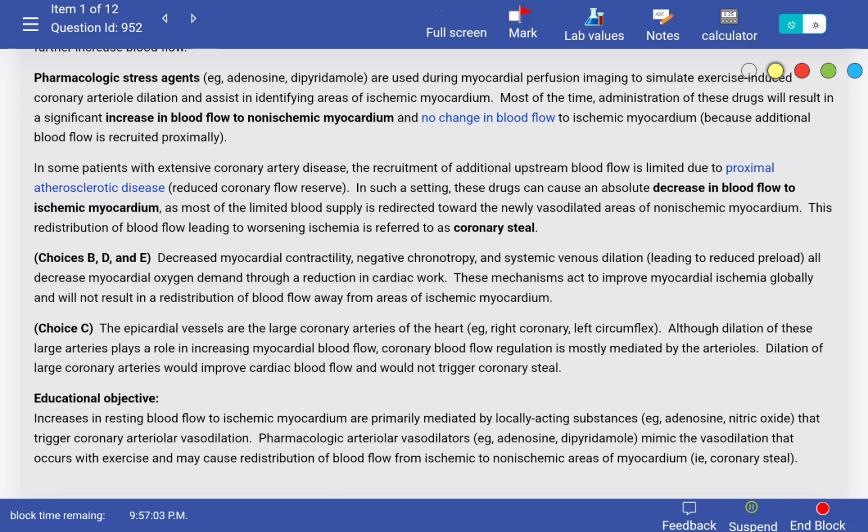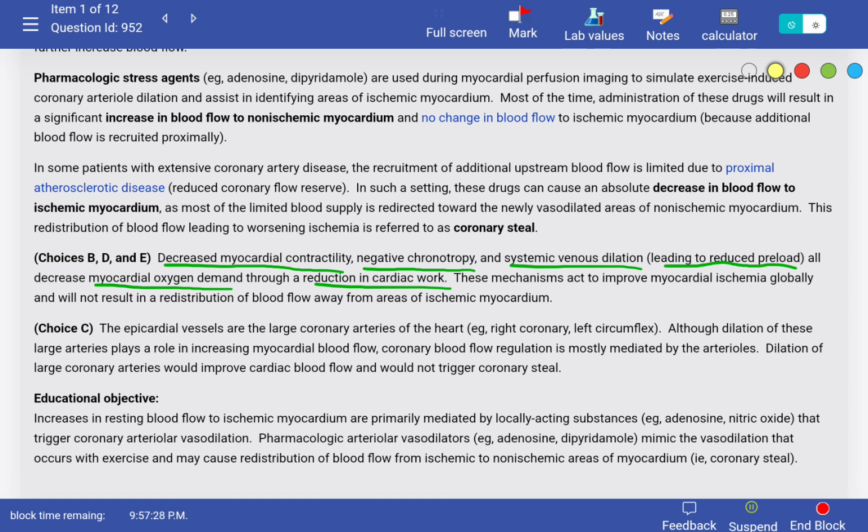Why not option B, D, E? Decreased myocardial contractility, negative chronotropy, and systemic venous dilation leading to reduced preload all decrease myocardial oxygen demand through a reduction in cardiac work. These mechanisms act to improve myocardial ischemia globally and will not result in redistribution of blood flow away from the areas of ischemic myocardium.